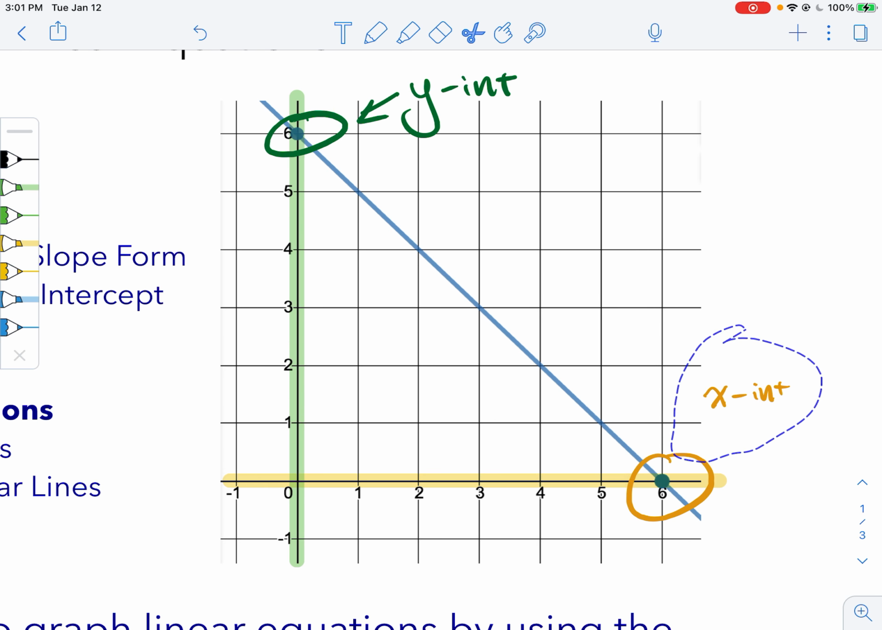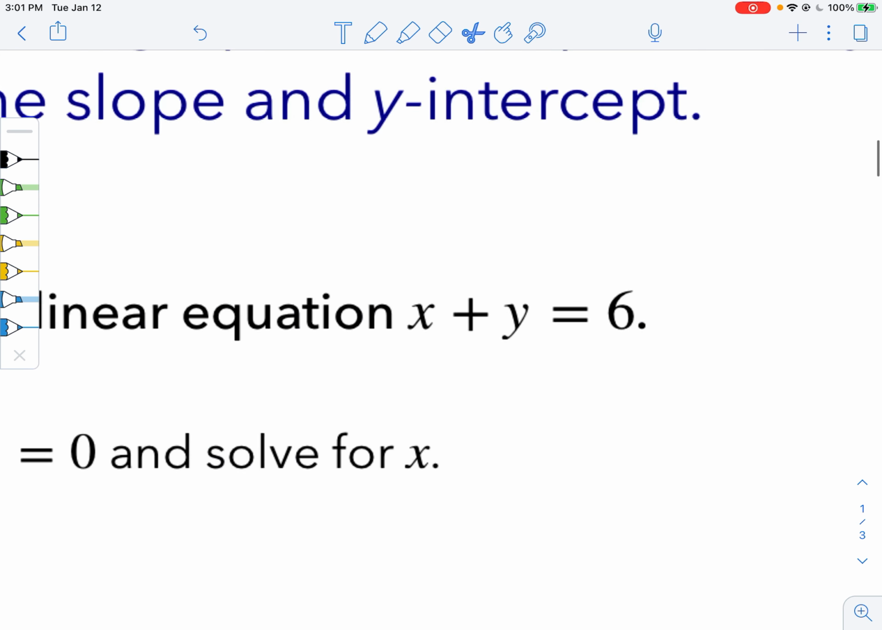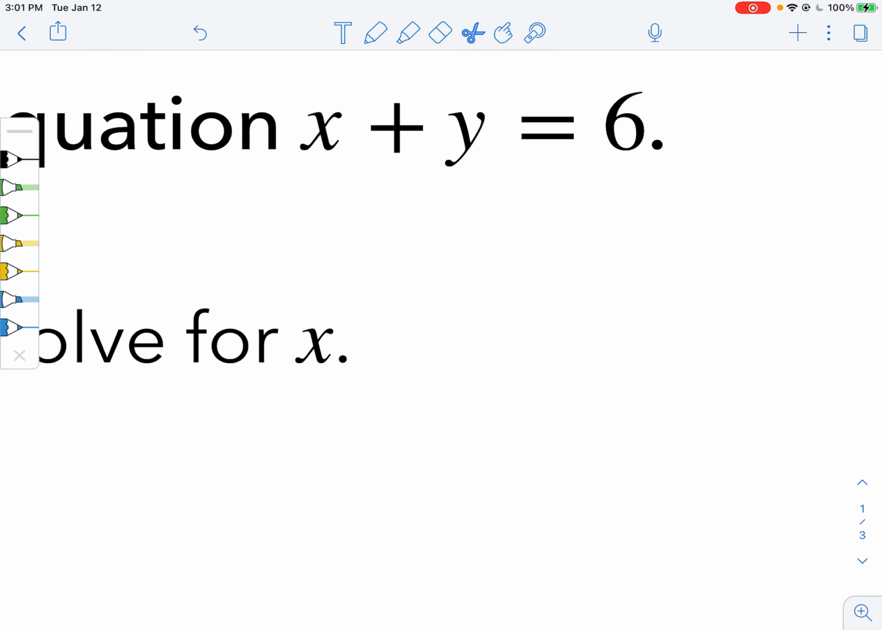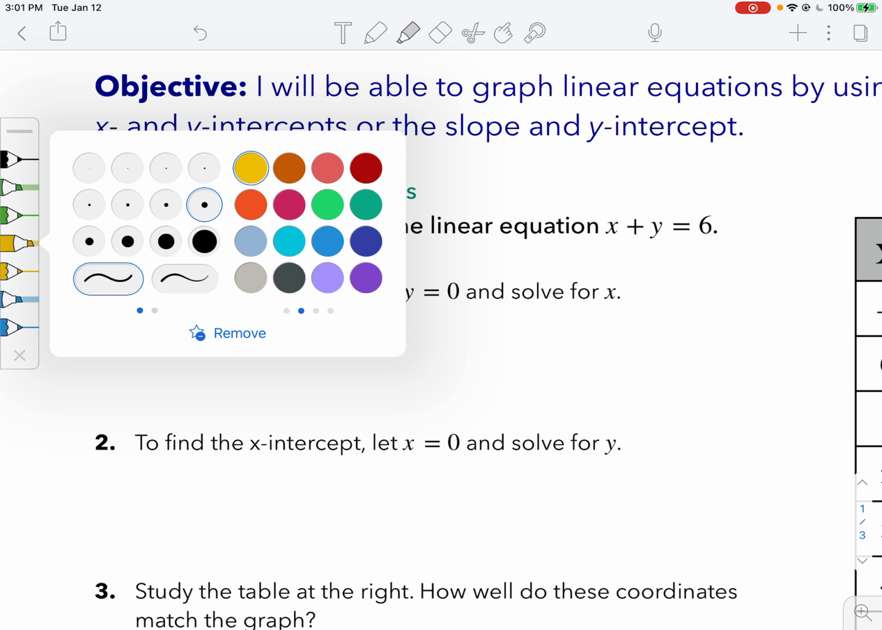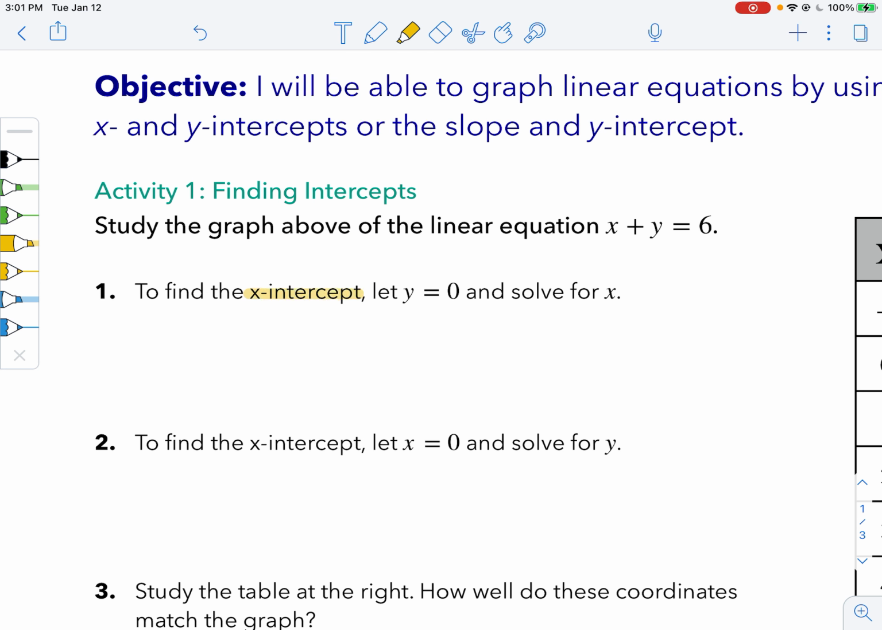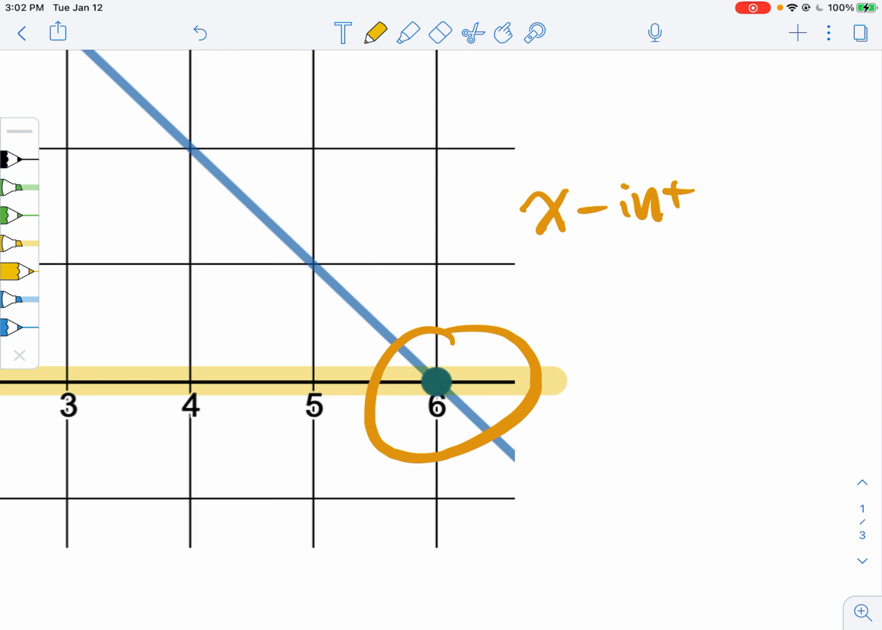There we go. Okay, but if you don't have the graph, you just have the equation, there's a really quick trick to finding the intercepts. So if we want to find the x-intercept, we're going to let y equal 0. Why is this? Because when we look at the x-intercept, you notice that it doesn't go up or down at all. It's right on that axis. So that tells you that y is always 0.